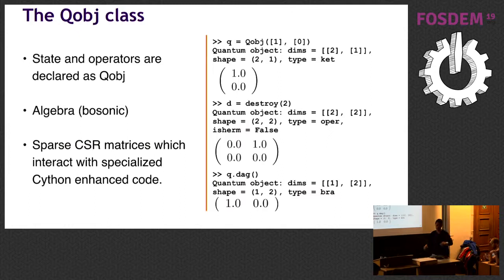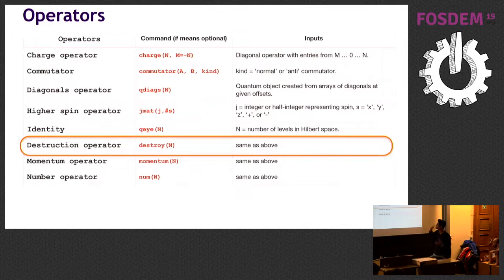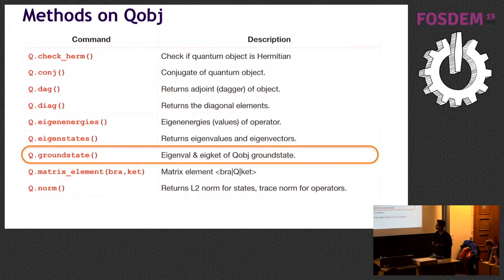So once you have QuTiP installed, you can also use all the operators that come with it. And here I would just like to point out one of the operators, which is a destruction operator. You can just specify the size of your system, and you can make destruction operators like that. Then if you have a quantum object, you can probe its properties. You can find its eigenvalues, ground states, and things like that. Of course, this ground state for a large enough system might not be correct or might give you something different because it's a ground state problem.